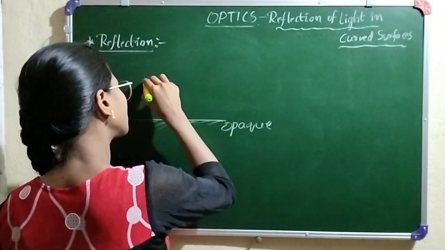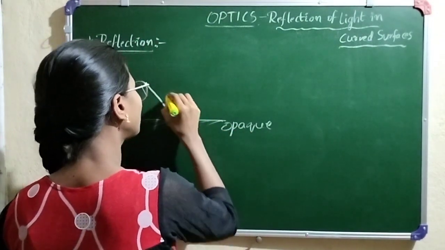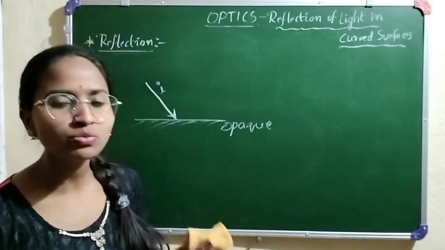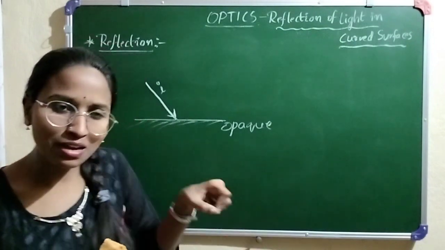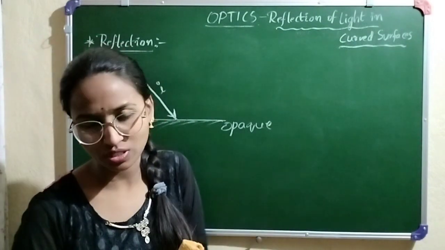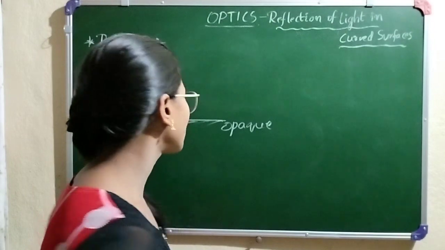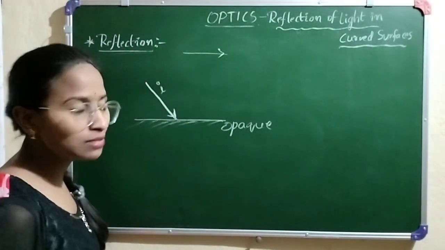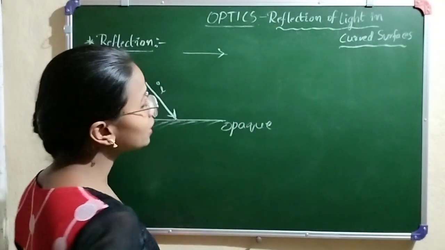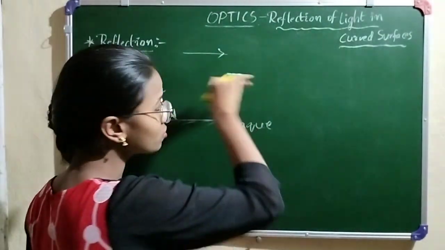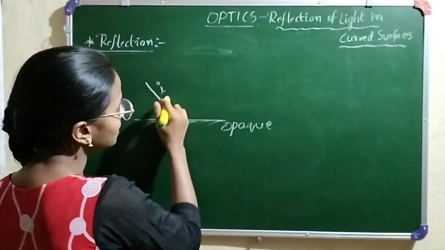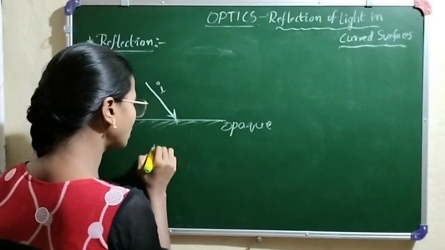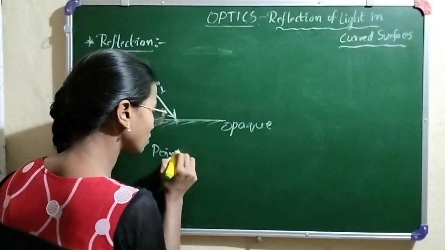Now I am sending a single light ray, which I call I. This I is an incident ray. Incident means where I am focusing the light at a certain point. The light ray should be denoted with a ray symbol, not just a line, because the light is always traveling. Where the incident ray strikes, we call this the point of incident.